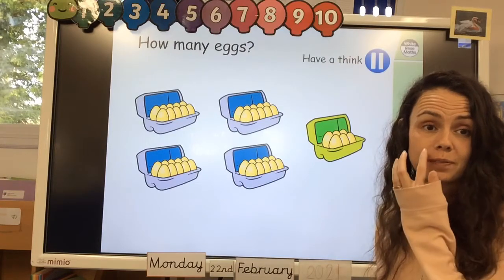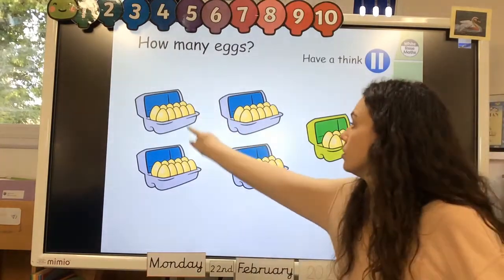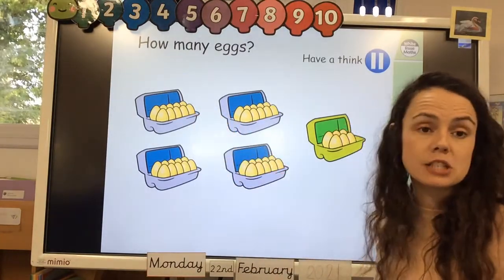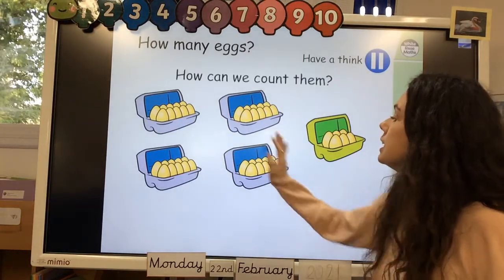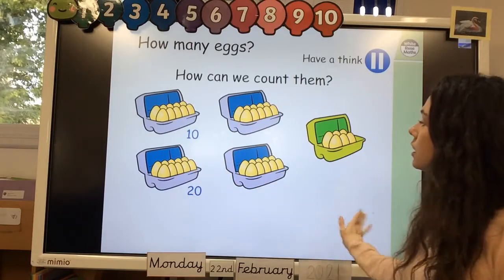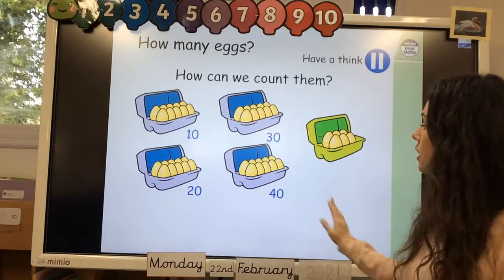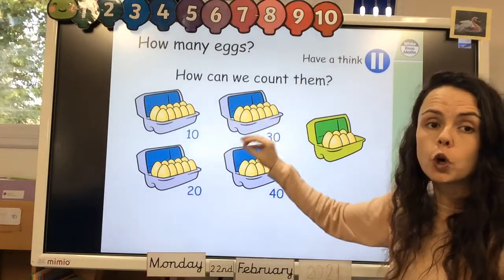Okay, did you figure it out? Did you count them? Now, did you do it by counting 1, 2, 3, 4, 5? No, that takes a really long time, doesn't it? So, I would go 10, 20, 30, 40. So we've got 4 lots of 10.